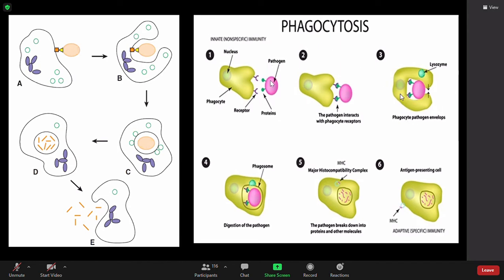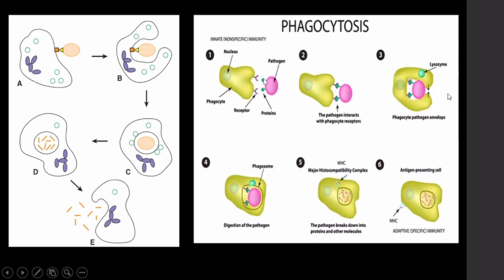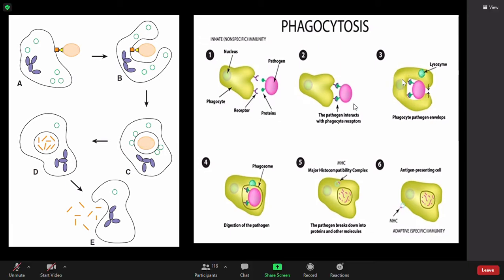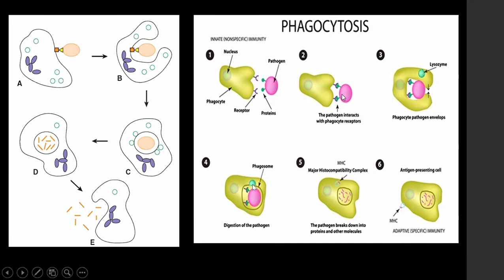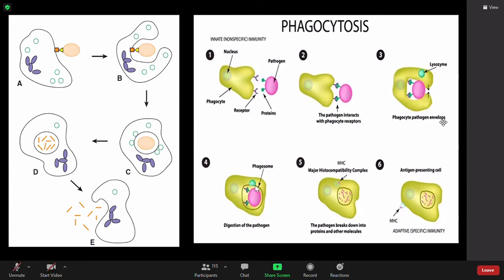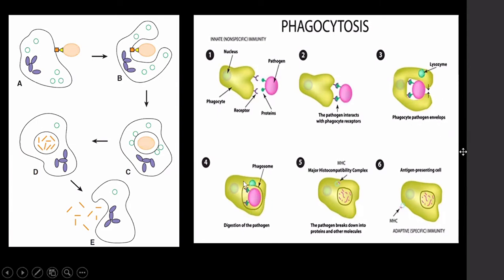Step 1, being identified as a pathogen based on its own protein. Wala tong opsonin, ha? Wala tong opsonin. Now, when it is recognized, it will bind. Step number 2. Then it will be engulfed or phagocytized. This is the act of phagocytosis. Then, once engulfed, that enclosed area there is your phagosome.